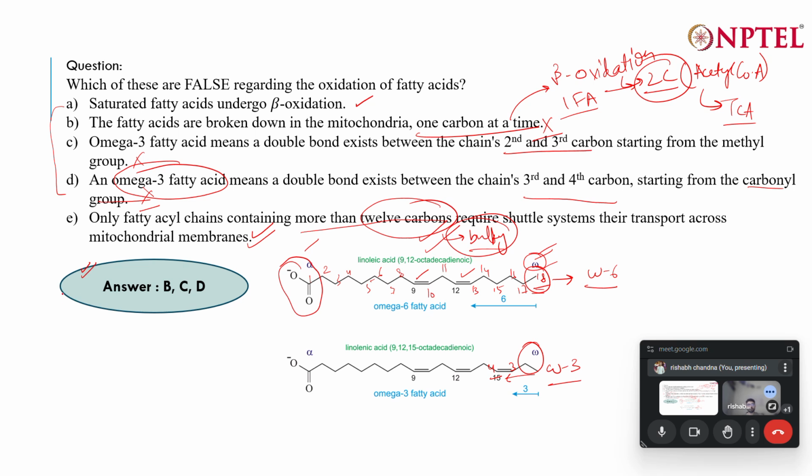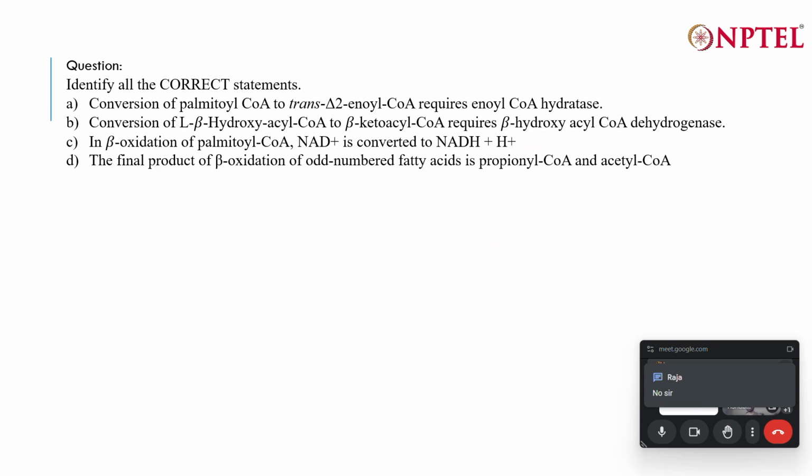Any doubts in this question? Okay. Let's move on to the next question. Identify the correct statements from the following. These are the statements regarding the beta oxidation of fatty acid. So, what can be the correct answer?